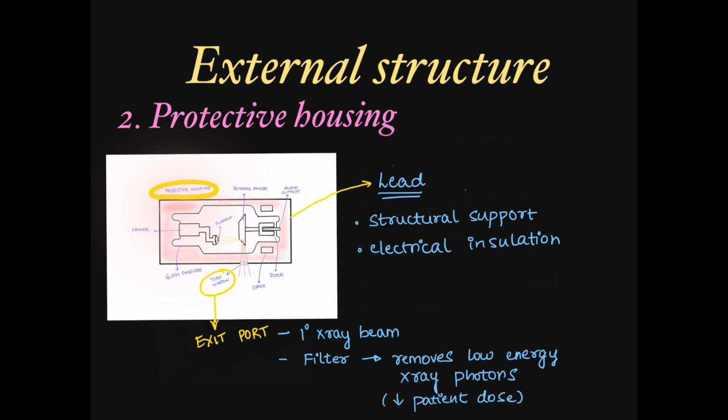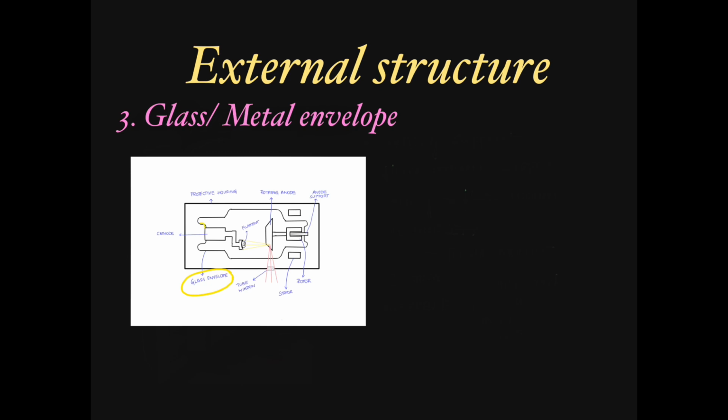So the protective housing internally contains an oil bath which surrounds the glass envelope. This is to remove the heat produced due to X-ray production. Coming to the glass envelope, it internally envelopes the cathode and anode and contains vacuum as a medium. Vacuum, because it controls the number and speed of electrons moving from cathode to anode.